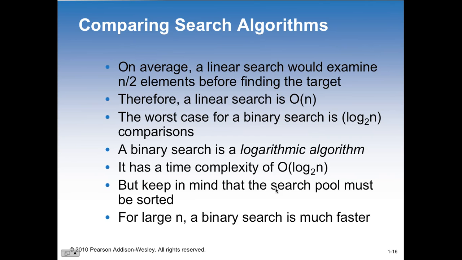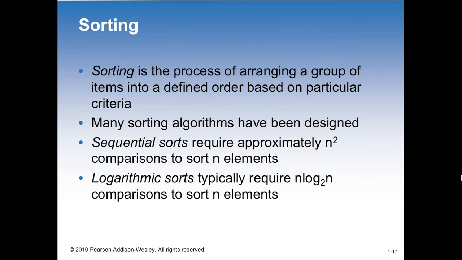But keep in mind that the search pool must be sorted. So we have the efficiency on the search, but we have another step we have to do prior to that: sort the list. We actually have to sort the list, because if we don't, there's no guarantee that the binary search is going to give us correct results. The number could be in there, but it's not in the right order. So for large n, the binary search is much faster.